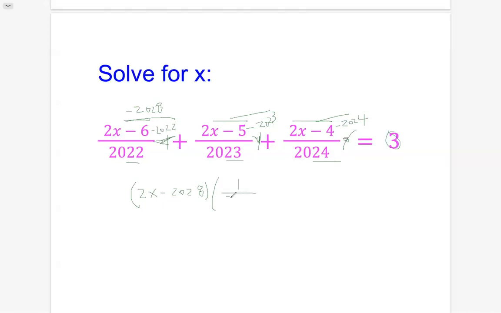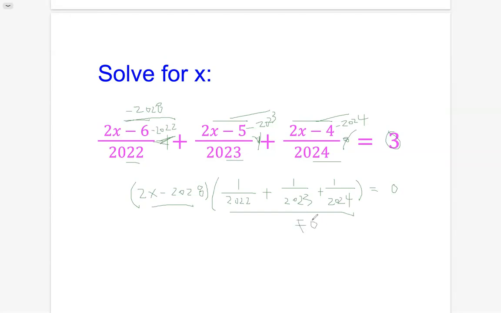Then the first term is left with 1 over 2022, the second term left with 1 over 2023, the third term left with 1 over 2024. And of course, adding those 3 numbers won't be 0. Right? Because what are we using here? We're using the zero property. Because we have 2 factors on the left-hand side, and we have 0 on the right-hand side, that means 2x minus 2028 has to be 0, because this factor will never be 0.